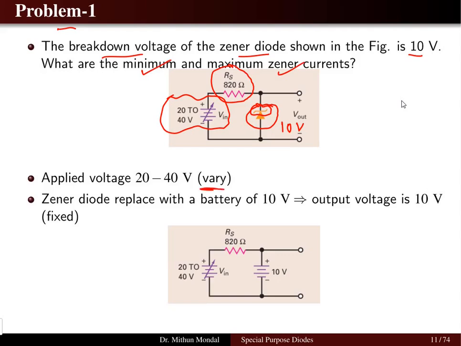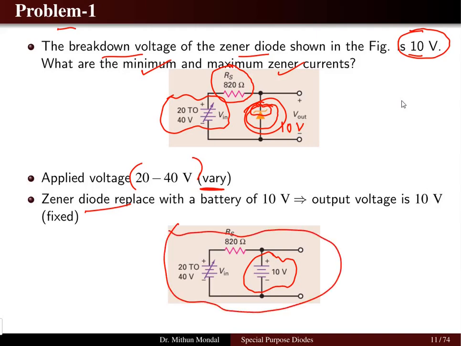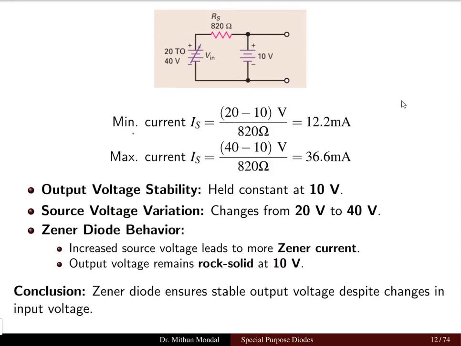So the voltage is variable, 20 to 40 volt. Hence, the Zener diode can be replaced with a battery of 10 volt because that is the voltage being mentioned. So here we have replaced the Zener diode with a battery of 10 volt, and our circuit now no longer has any Zener diode. The minimum value of current we can find out by taking the minimum value of the source. So the minimum value of the source is 20 volt minus this Zener voltage, which is 10 volt, divided by the resistance 820 ohms. That gives 12.2 milliampere.